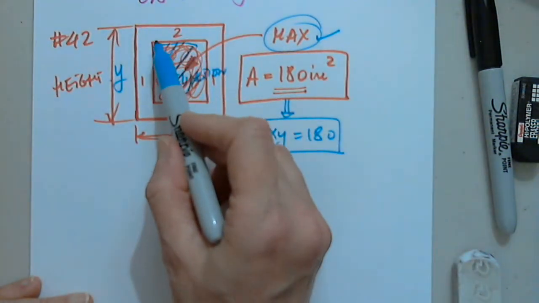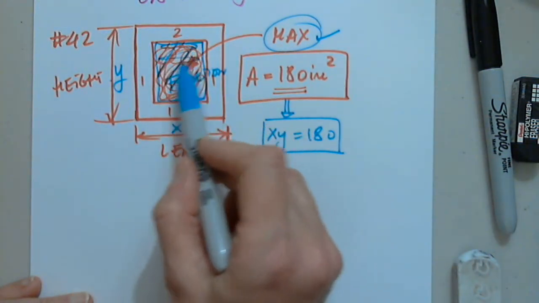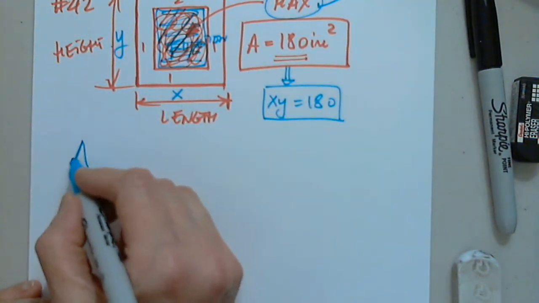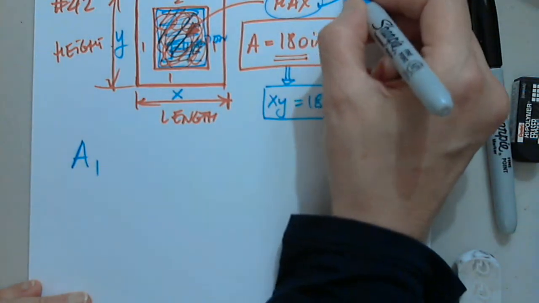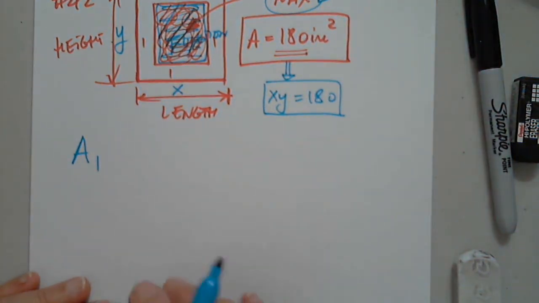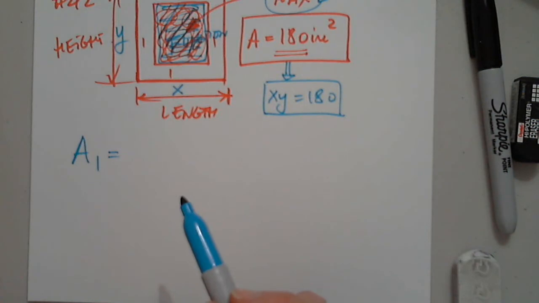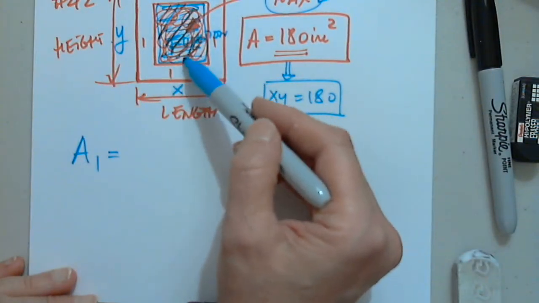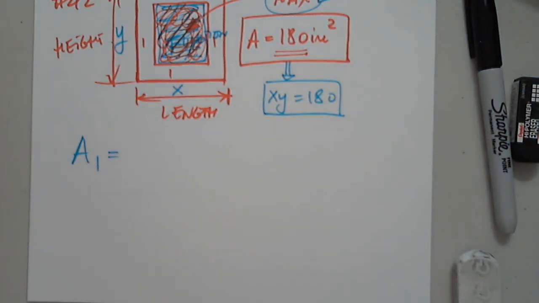And now let's try to make up a function that represents this area. I'm not going to call it A, I'm going to call it A1. So we want to maximize A1. Can anyone, based on x and y, give us this area, the inside area? A formula for the inside area. What is the length?